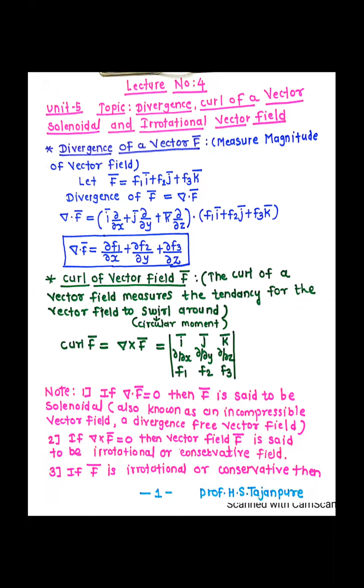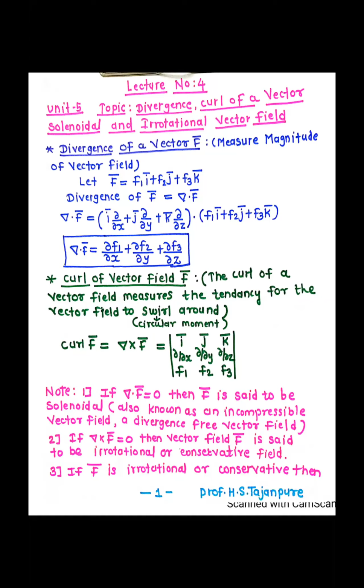Okay, so note the point. If del dot f bar equals 0, then f bar is said to be solenoidal. It is also called the incompressible vector field or a divergence free vector field. So this is a property. Remember, if del dot f bar equals 0, then the field is said to be solenoidal, that is, incompressible.